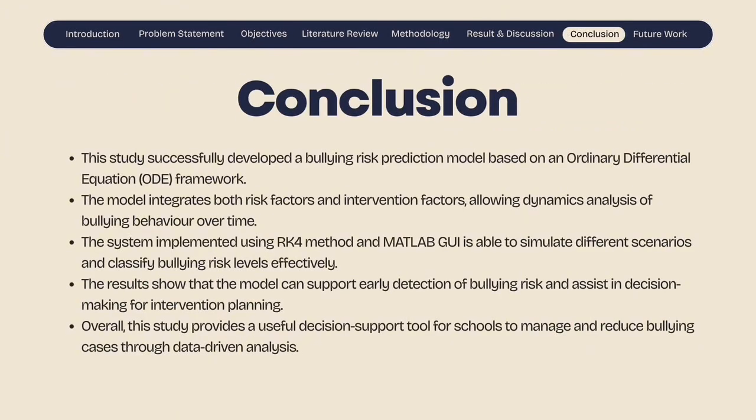situation improves. So, in conclusion, this study successfully developed a bullying risk prediction model based on the ODE framework. The model integrates both risk and intervention factors to analyze bullying behavior dynamically. By using RK4 and MATLAB GUI, the system can simulate different scenarios and classify risk level effectively. This provides a useful decision support tool for early detection and intervention planning in schools.